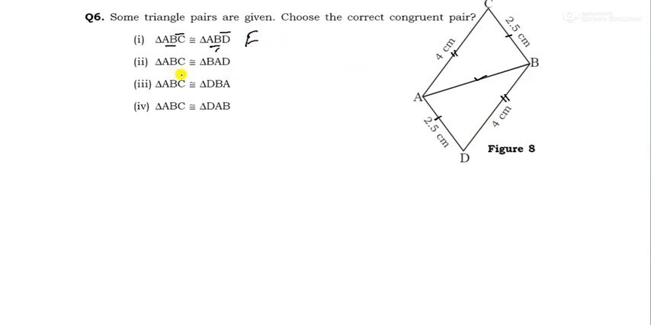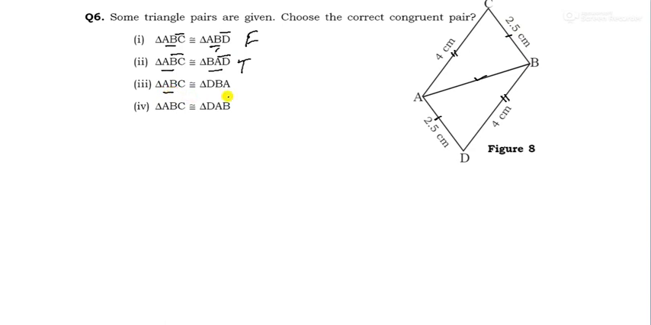Now come to the ABC and BAD. First of all, AB and BA both are equal, because both are same. And what about BC and AD? Check here. BC is 2.5 and AD is 2.5. So it is true. It is congruent, that is true.